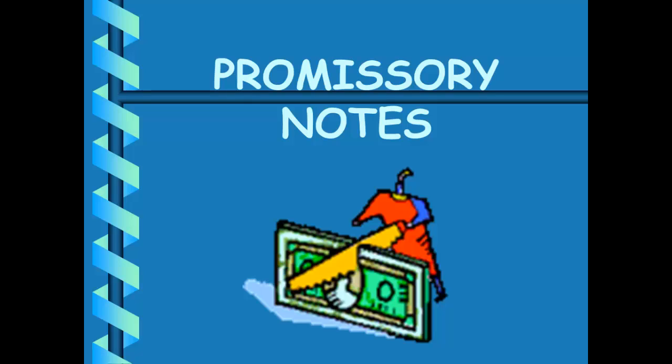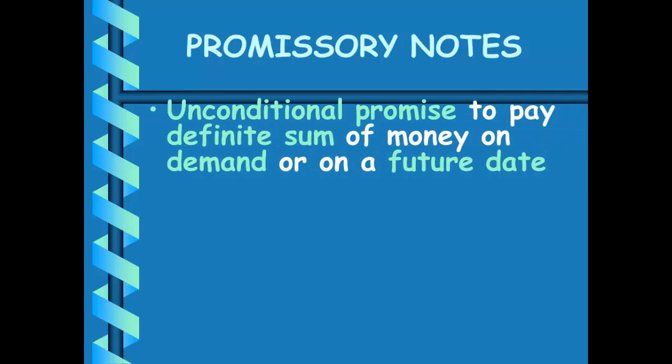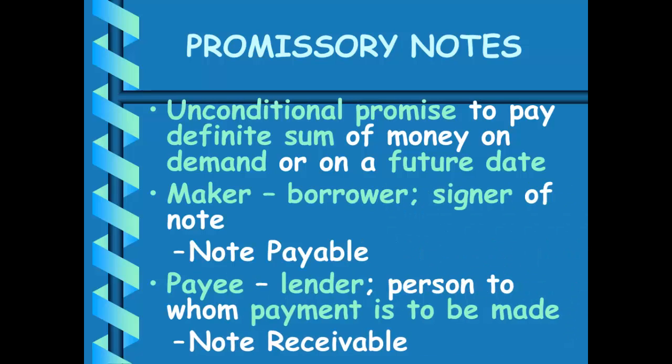Notes receivable. Well, to understand notes receivable, let's talk first just about promissory notes in general. A promissory note is an unconditional promise for one person to pay someone else a certain amount of money at some point in time in the future. We have two parties involved. We have the maker, the one who is making the promise to pay. They owe the money, so to them this is a note payable. We also have the payee, that's the lender. That is the one who is going to receive that payment. To them it is a note receivable.